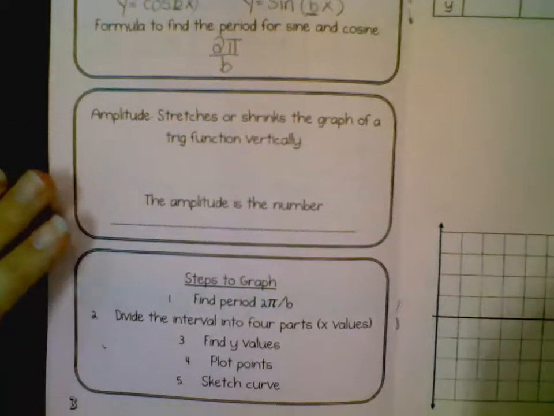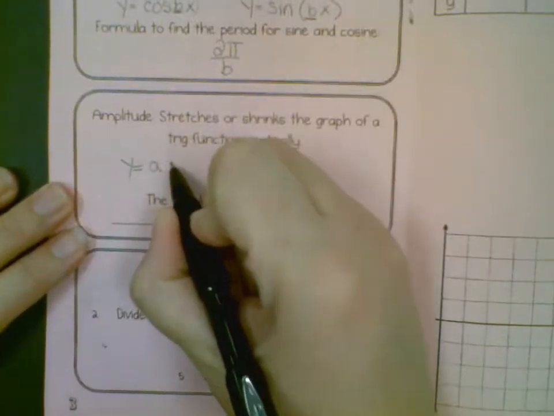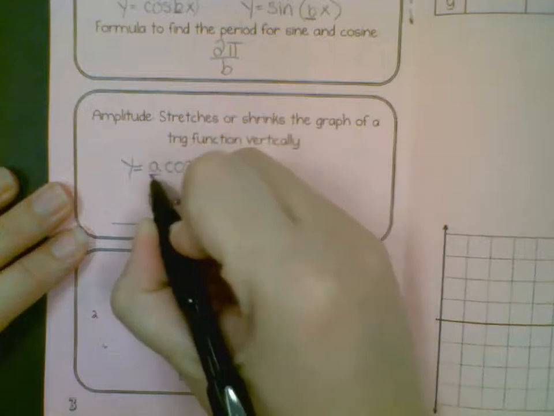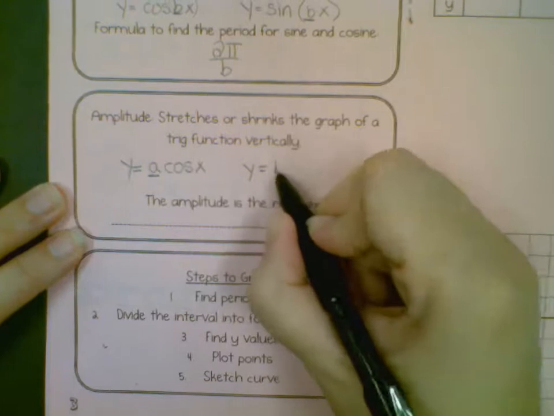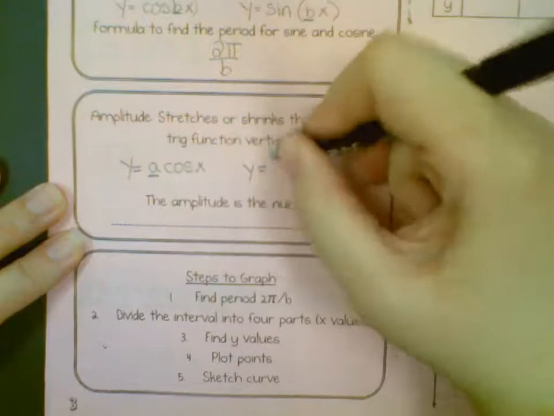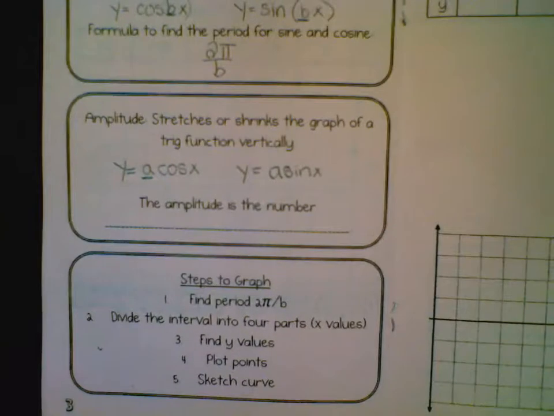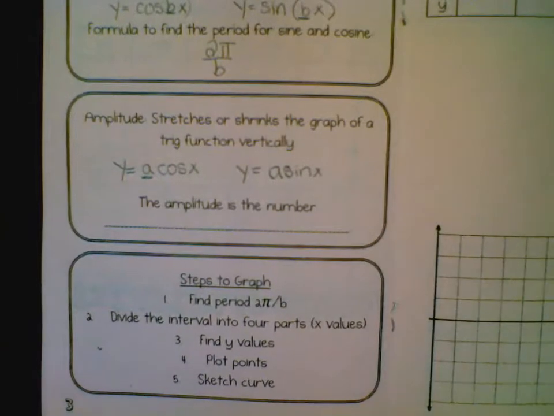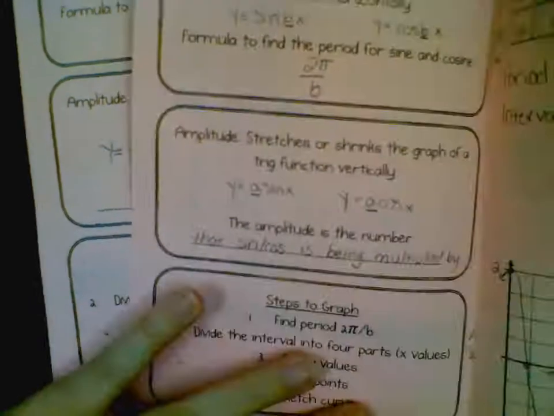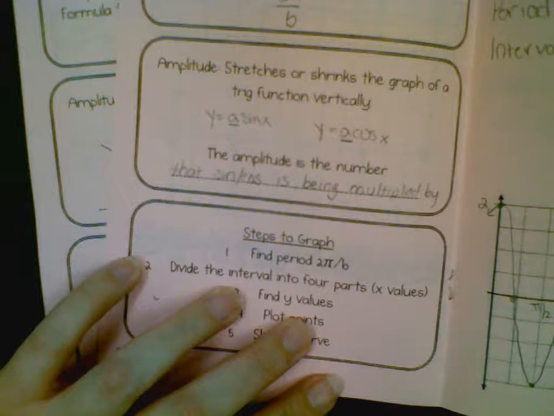So our amplitude is our vertical stretch. So that would be a number that's multiplied to the cosine function. So out in front, which is kind of like what I just talked about. Oh, I wrote B, it's A. On the other one, like if we multiply it by 4, it's going to get taller. Okay, so the amplitude is the number that the sine or cosine is multiplied by. So whatever is in front of the sine or cosine that's being multiplied is your amplitude.